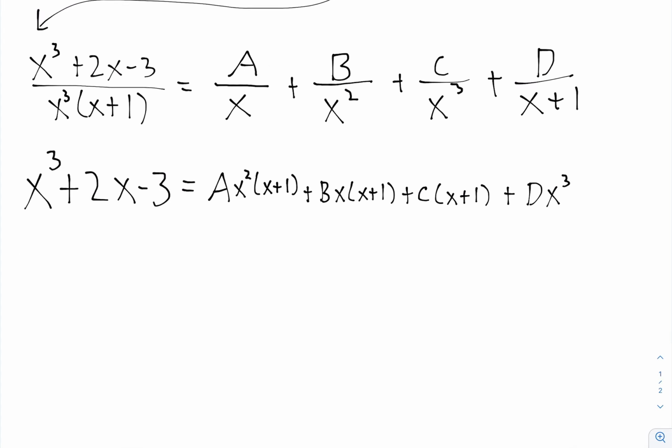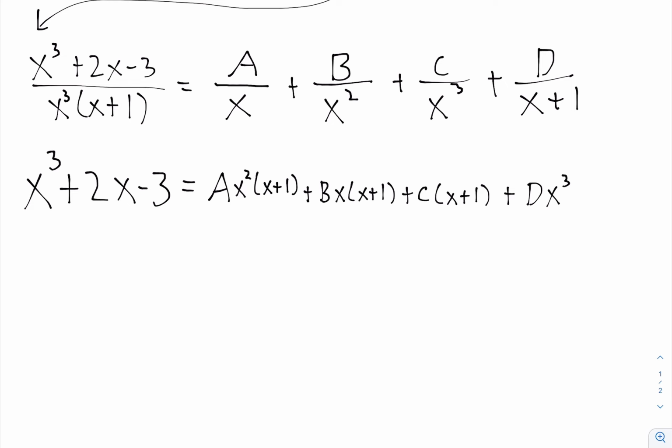Okay, so now it's a little nicer because we don't have a fraction anymore. We just have a polynomial equation, and we're trying to simplify. So the next thing we have to do is figure out the a, b, c, and d. These are just constants. And the tricky thing that we can do is plug in random values for x and see what we get out.